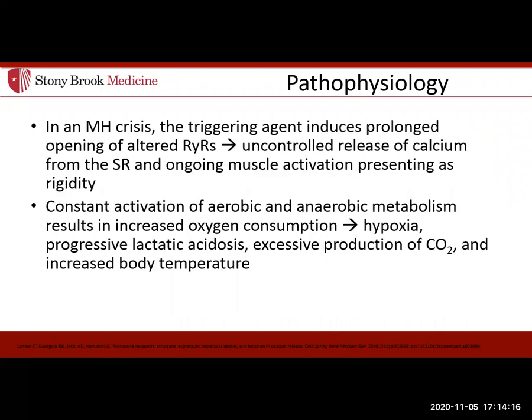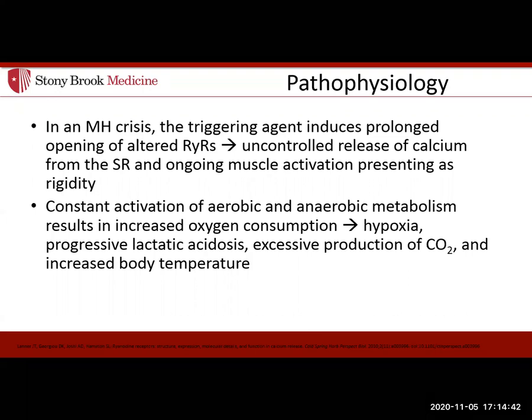Just to reiterate, in our MH crisis, the triggering agent induces a prolonged opening of our altered ryanodine receptors, which will lead to an uncontrolled release of calcium from our sarcoplasmic reticulum and therefore lead to ongoing muscle activation and rigidity. The constant activation results in aerobic and anaerobic metabolism, which will result in increased oxygen consumption, and this will also lead to the other effects of malignant hyperthermia. This is where we'll see hypoxia, lactic acidosis, excessive production of CO2, as well as increased body temperatures.